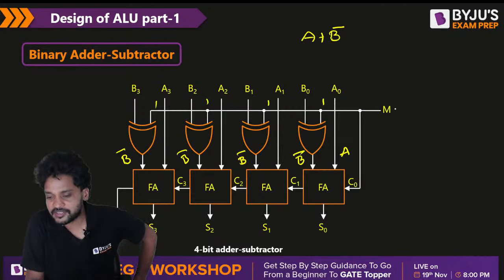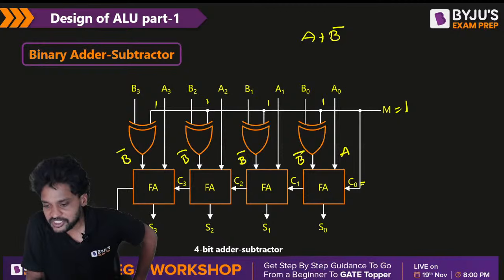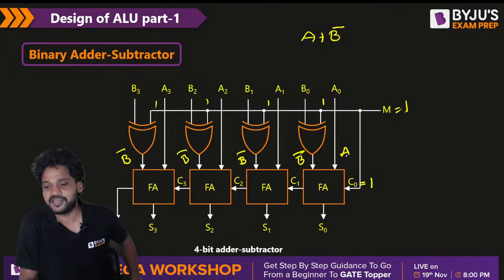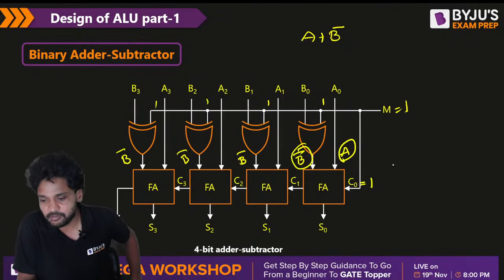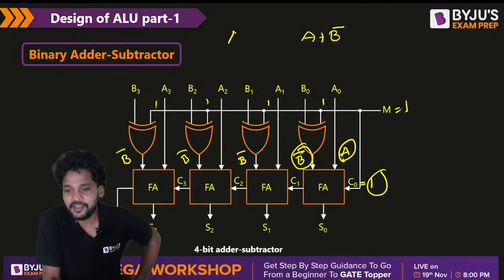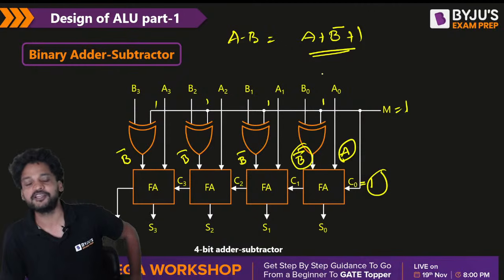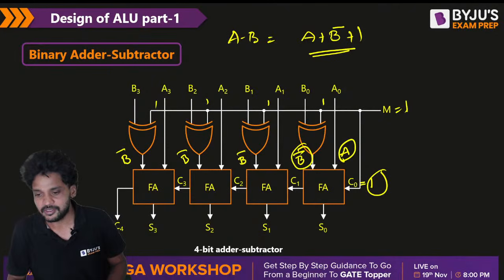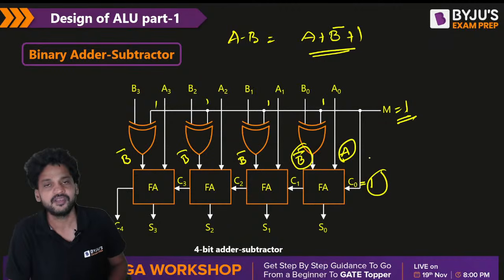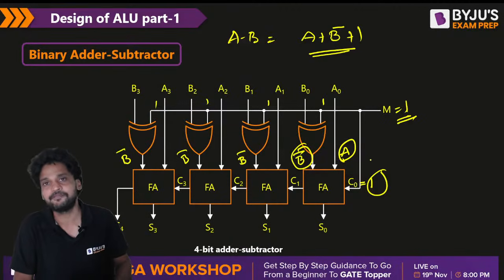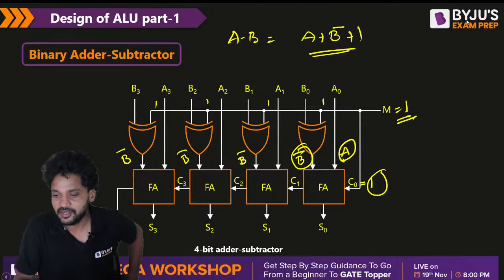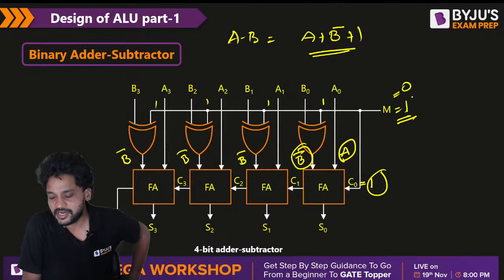Okay. And as M is equal to 1, it also makes C0 equal to 1. What exactly is getting performed? A plus B's complement plus 1. So A minus B is equal to A plus B's complement plus 1, which is exactly the operation of A minus B. So whenever M is equal to 1, this circuit is going to perform subtraction. So the same circuit is performing two operations: 0 addition, 1 subtraction.